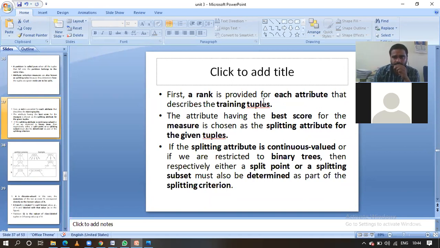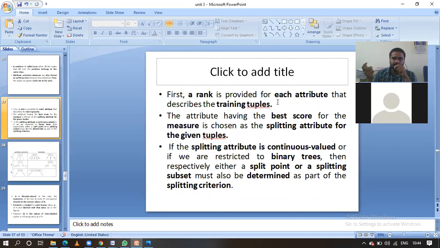For measuring the best criteria, we are going to give a rank to each and every attribute in the training tuple. For making one of them the partitioning attribute, in the process, we give a rank to each attribute in the training tuple. Among those attributes, we are going to make one the splitting attribute.